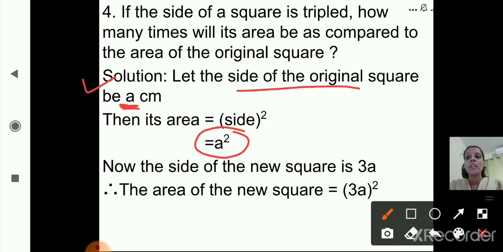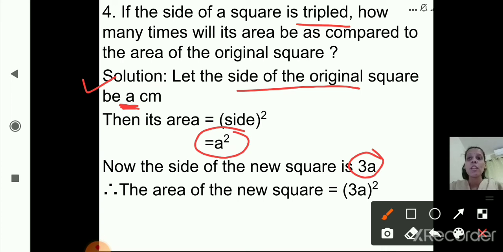Now the side of the new square is 3a. Why 3a? Because in the question it is given that the side of a square is tripled. Triple means how many times? 3 times. Double means 2 times. Now it is given tripled, means 3 times. So if the side of the original square is a, and it is tripled, what is the side of the new square now? 3a. Yes, why 3a? Because it is tripled.